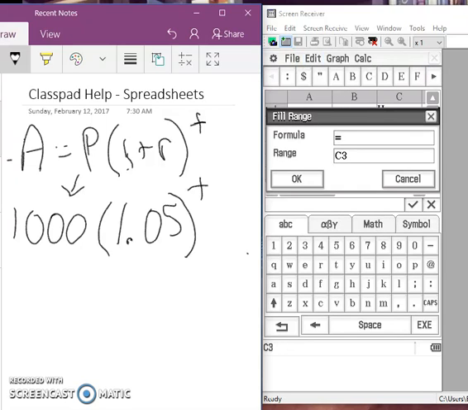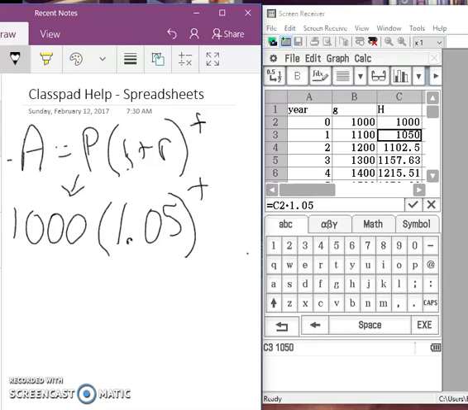So we'll go equals C2, the cell above, multiplied by 1.05. And we're going to fill it to C32. Awesome. That means each one fills from the one above, and they're each being multiplied by 1.05 again. So it's the exact same equation, you can just represent it differently.